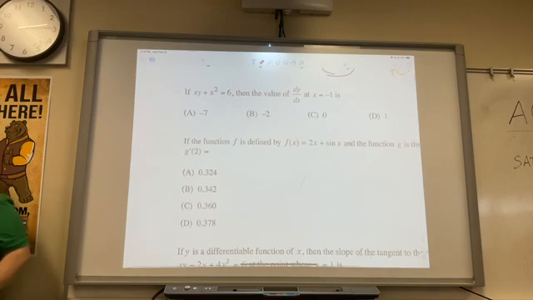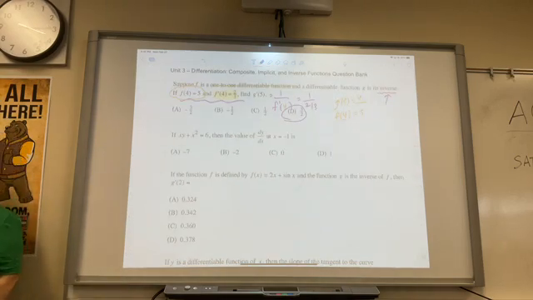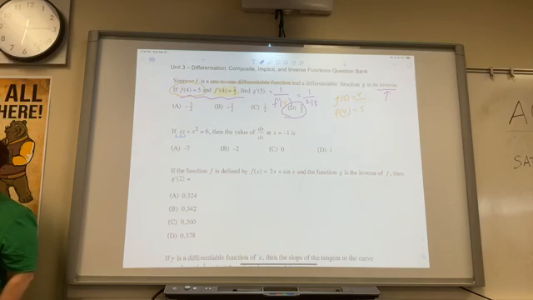Okay, next one. Guys, next one, implicit. Do you guys remember how to do implicit differentiation, dy/dx? We're speed running this. Okay? Product rule. Derivative of the first times the second, plus the first times the derivative of the second. So that's product rule. The derivative of x squared is 2x. The derivative of 6 is 0.